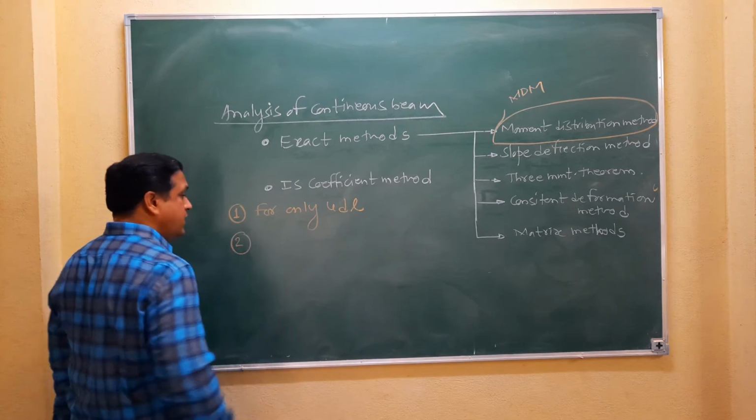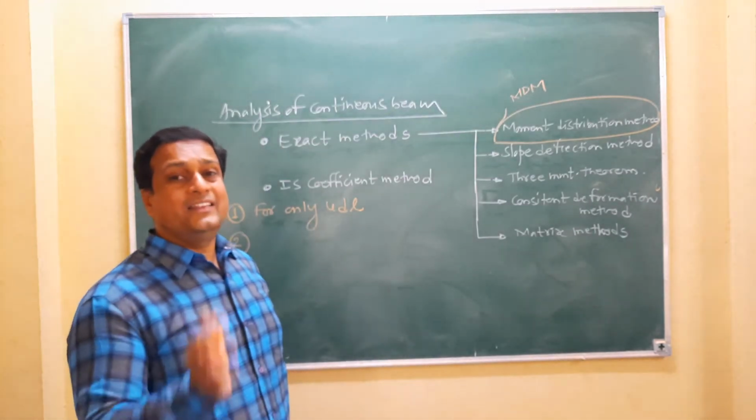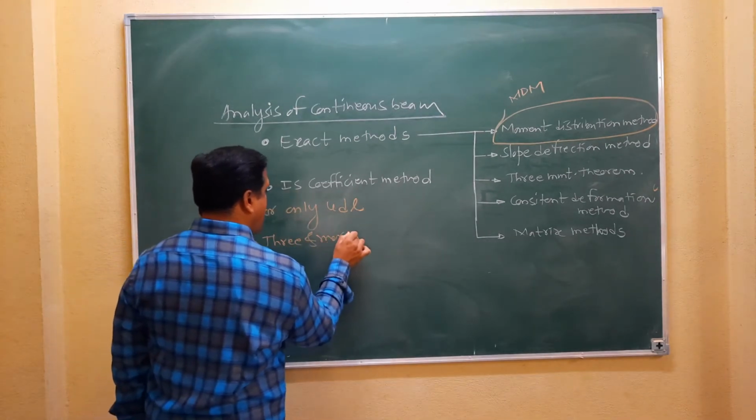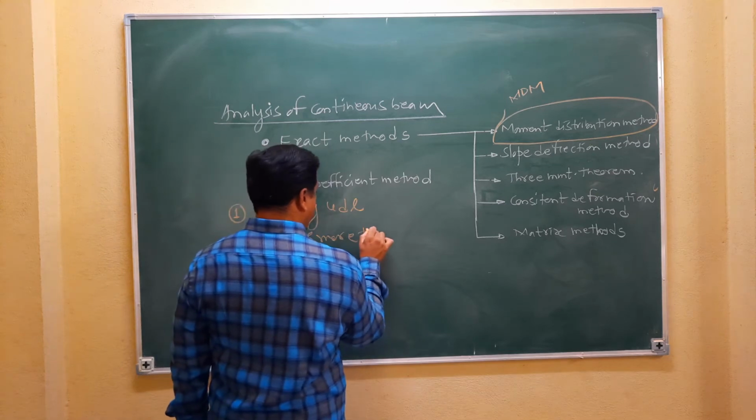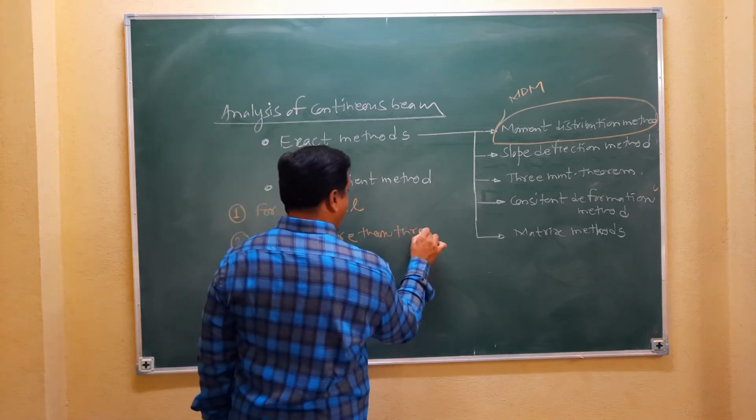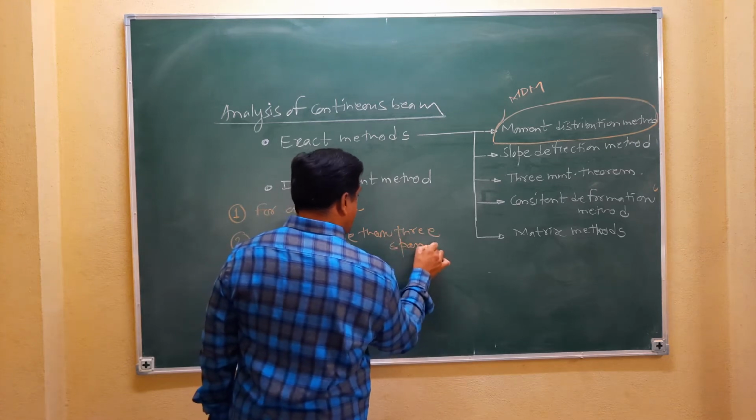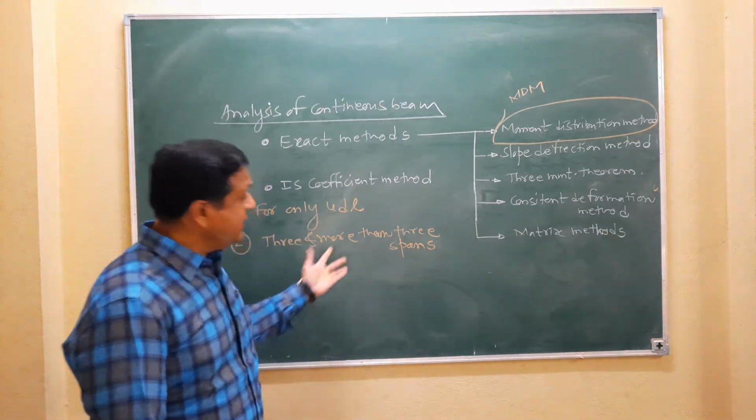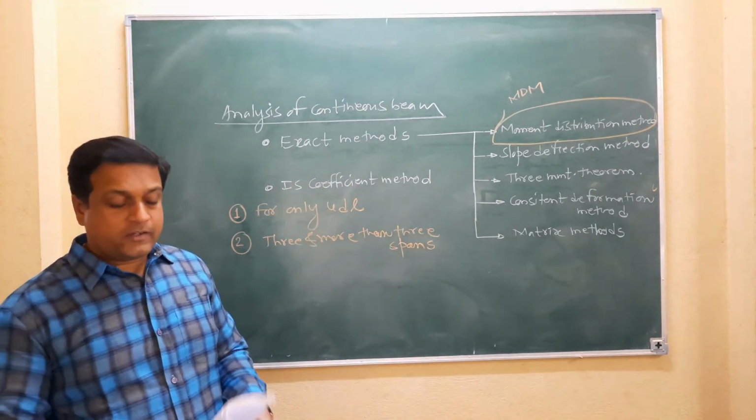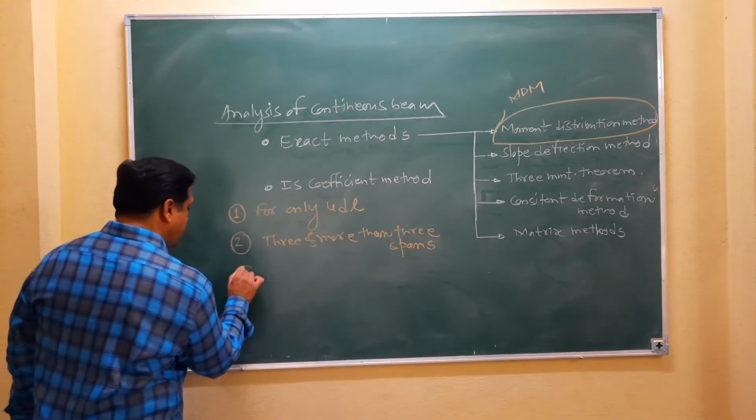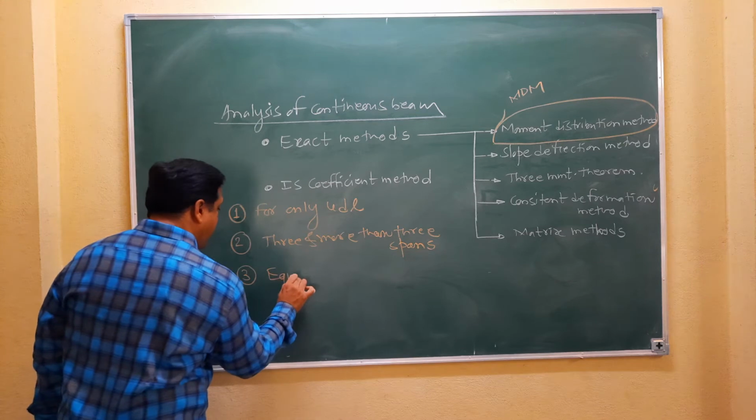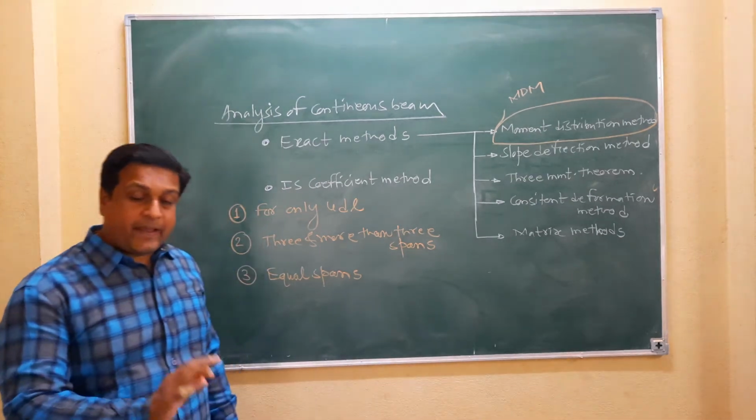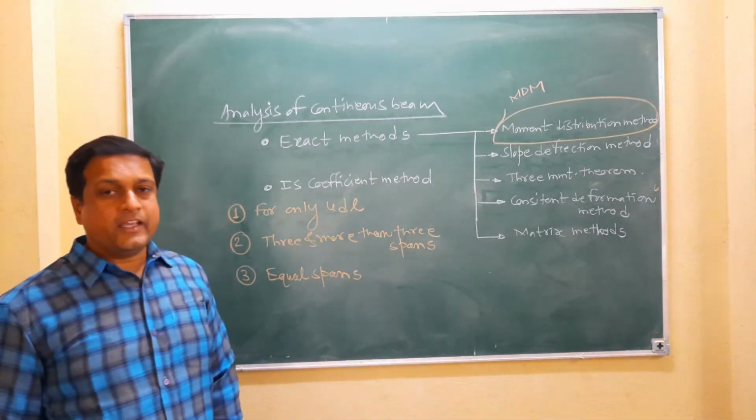Second point, 3 and more than 3 spans. When the continuous beam has 3 and more than 3 spans, then this method is applicable. Third point, equal spans. When the spans are equal, then this method is applicable.